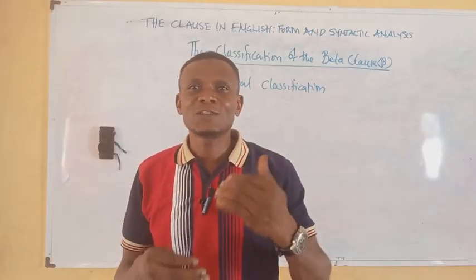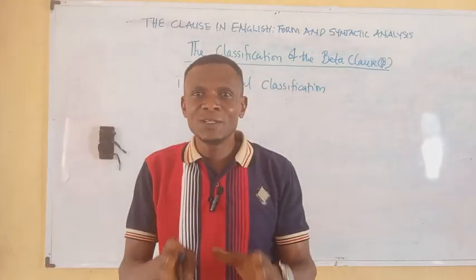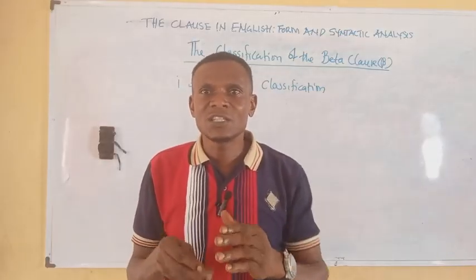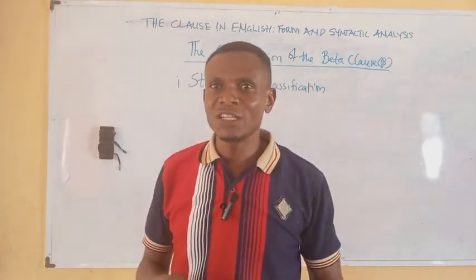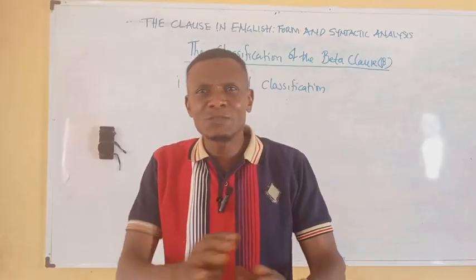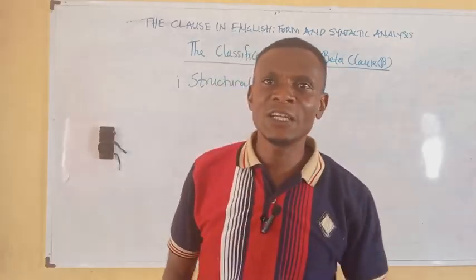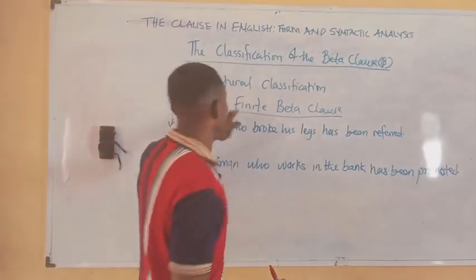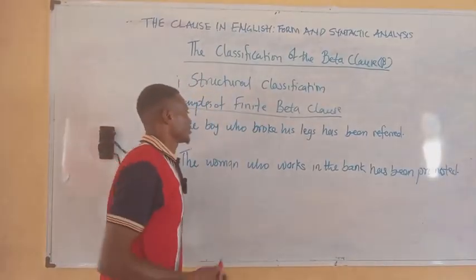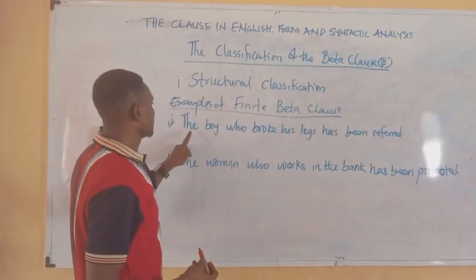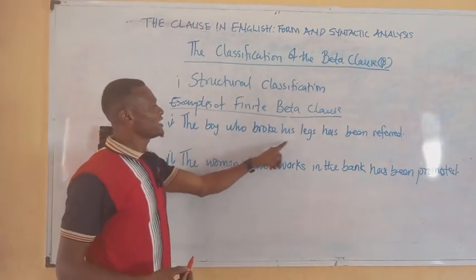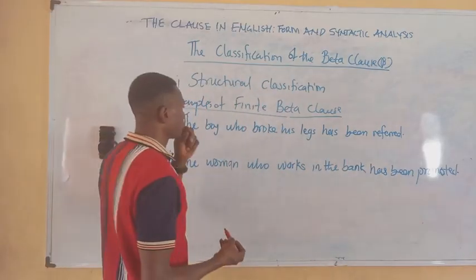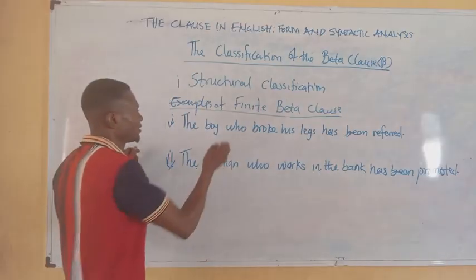That is, its function. The verb in that clause can be finite. That is to say, you can have complete meaning without depending on another verb. Examples of finite beta clause. Number one, the boy who broke his leg has been referred.